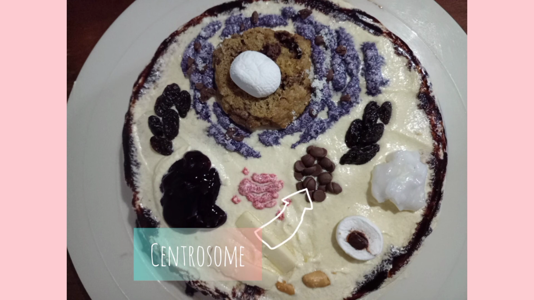Centrosomes are referred to as the microtubule organizing center. This regulates the cell cycle via assembly of microtubules. I use chocolate chip cookies to imitate the upper part of the microtubules.